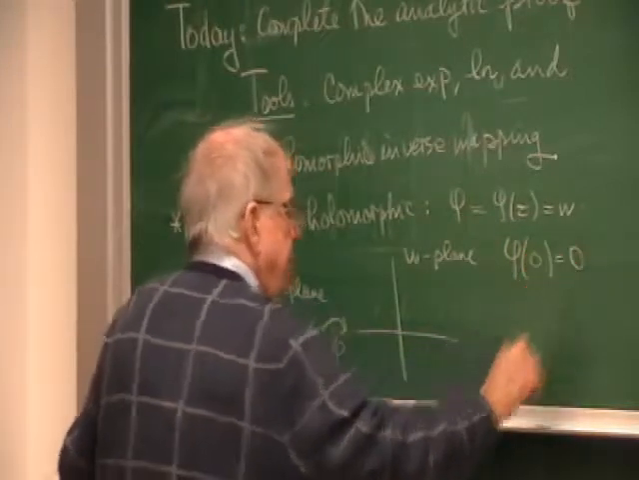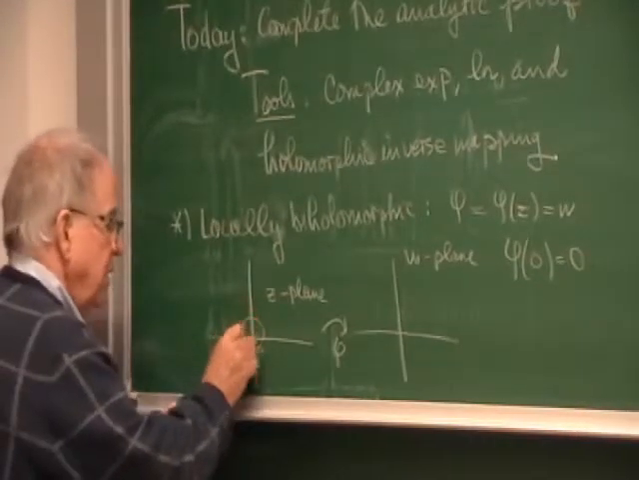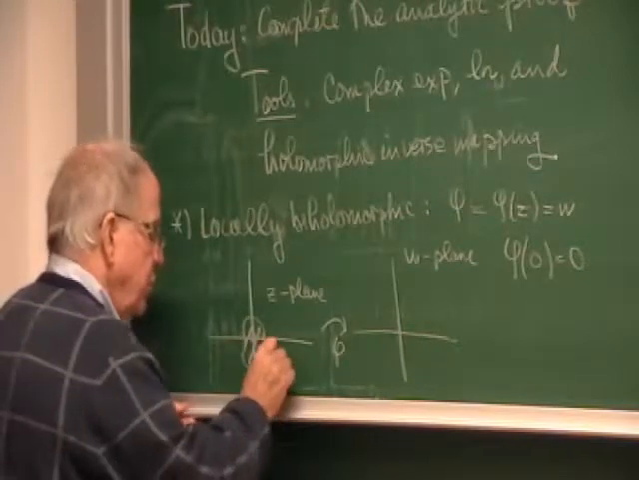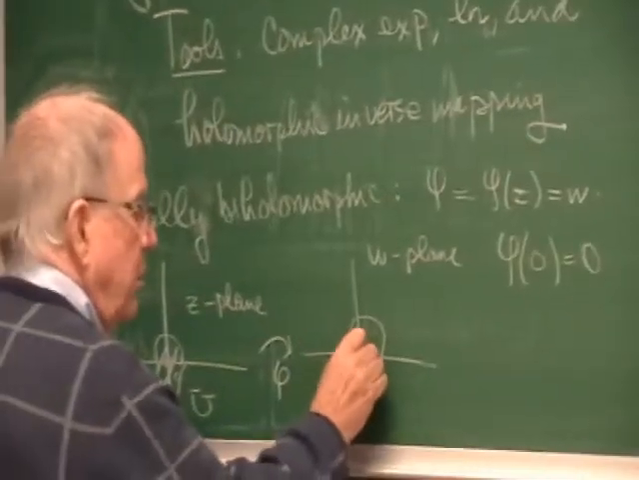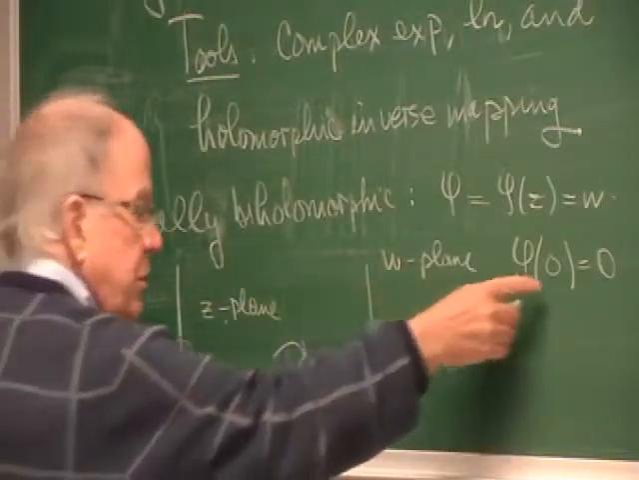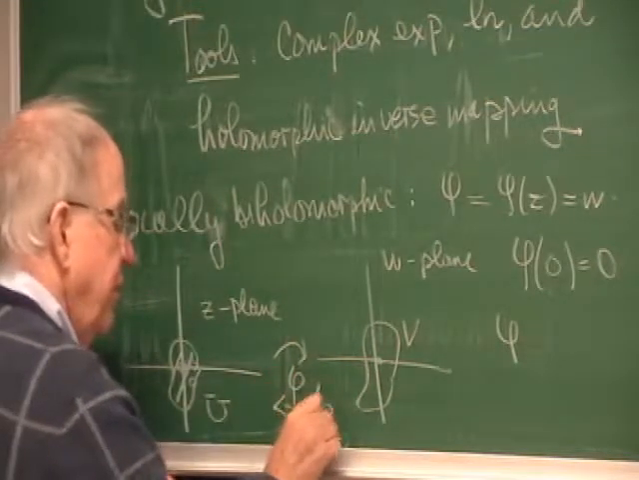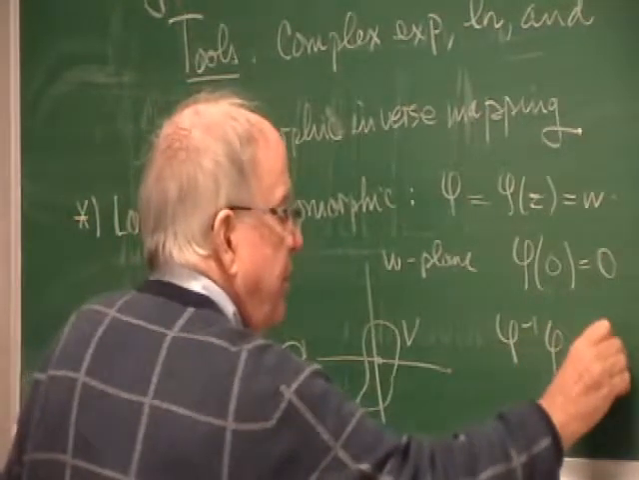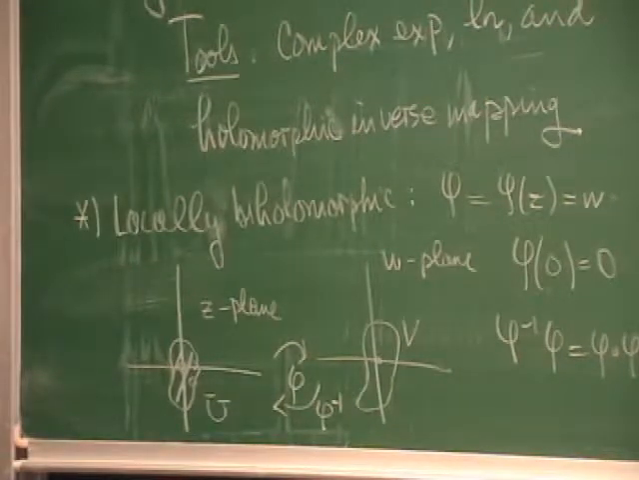And biholomorphic means what you think it means. It means that the map is locally biholomorphic in the neighborhood of 0, meaning there's a neighborhood of 0, U, which is mapped onto an open neighborhood V of 0, because phi of 0 is equal to 0, and there is a mapping phi inverse, which is also holomorphic, so that phi inverse of phi is the identity. Okay, is that okay with everybody?